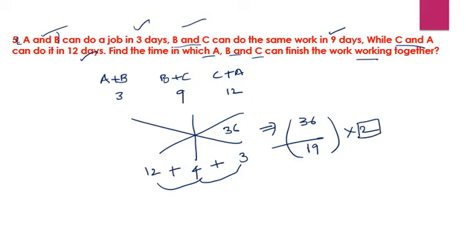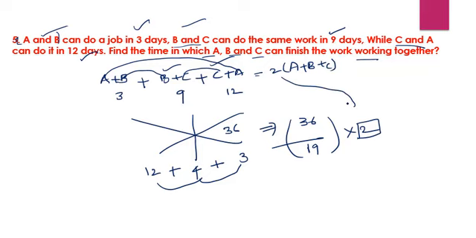Why? Because in the previous problem we did A plus B plus C. So here, instead of A plus B plus C, we have A plus B, B plus C, and C plus A. While adding these three numbers we get A twice and B twice and C twice. So eventually it becomes 2 into A plus B plus C. So that is the reason for multiplying with 2.